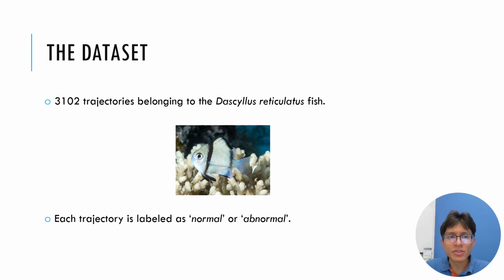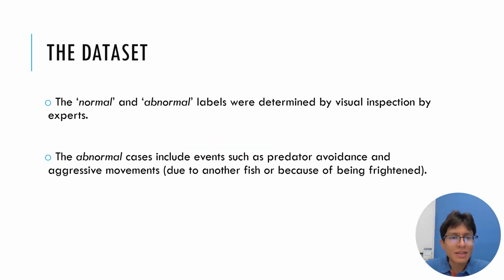The dataset consists of 3,102 trajectories, and each trajectory is labeled as normal or abnormal. The normal and abnormal labels were determined by visual inspection by experts. The abnormal cases include events such as predator avoidance and aggressive movements.